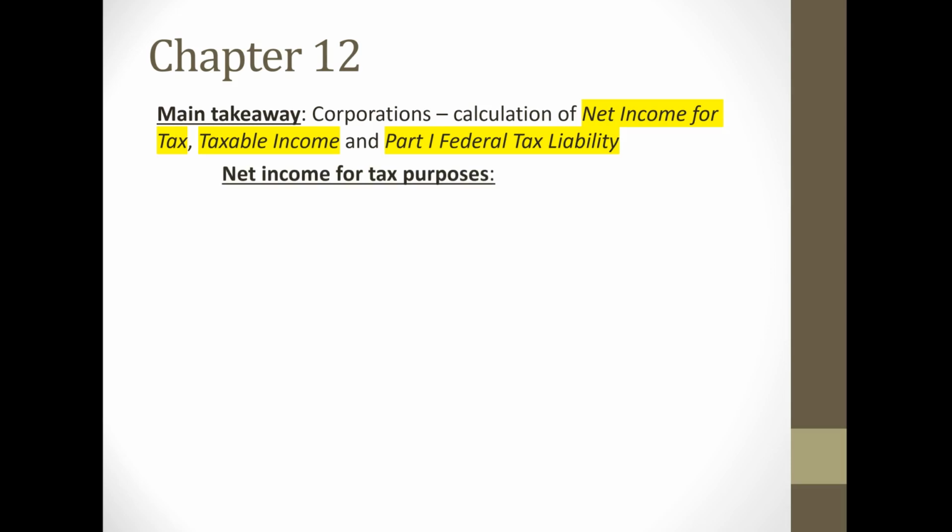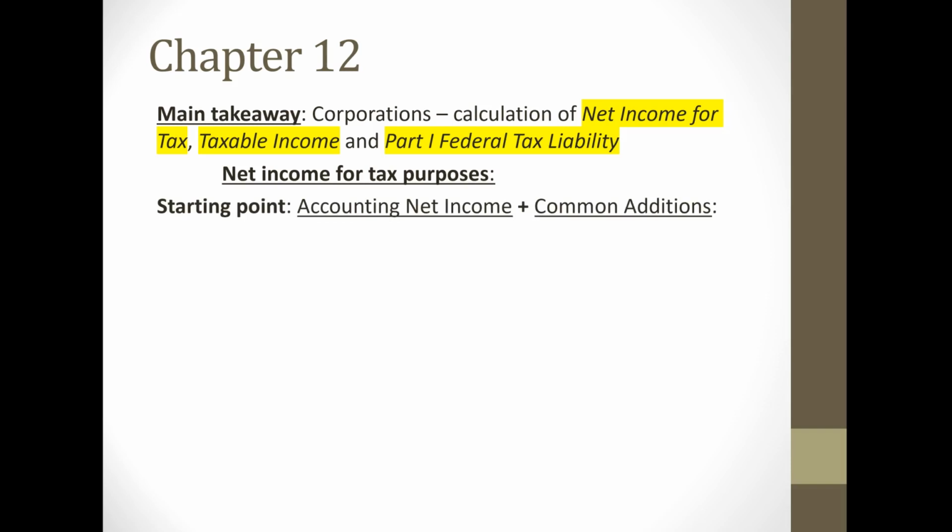Now, when calculating net income for tax purposes, most corporations will start with their accounting net income. So the corporation would have prepared their GAAP financial statements and they would use their net income from their income statement. That would be the starting point. Once we have the GAAP or accounting net income, we have to make some additions and some deductions to get to net income for tax purposes. So what are some common additions that we make from accounting net income?